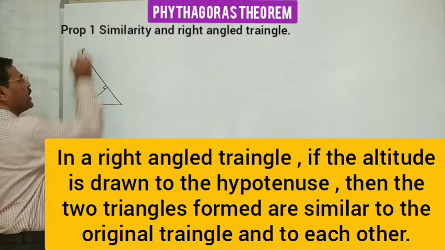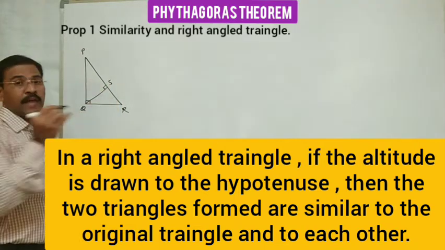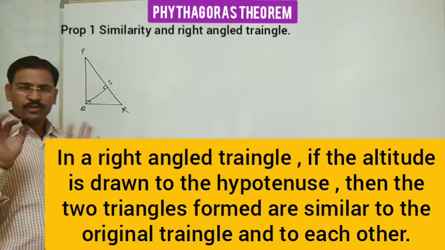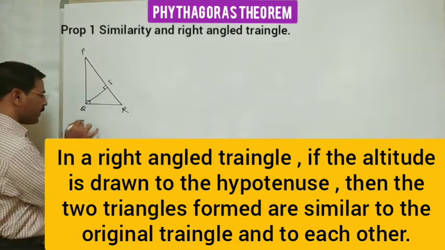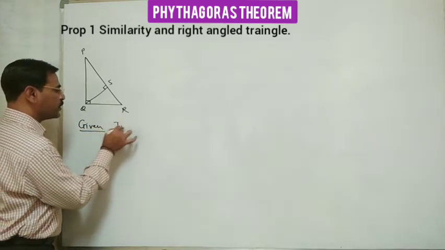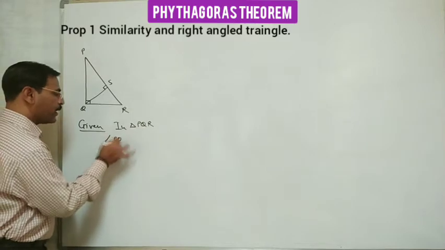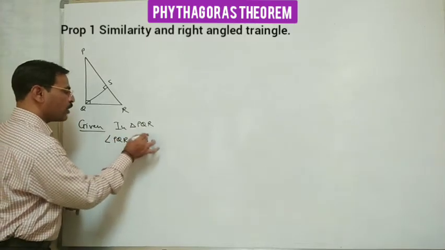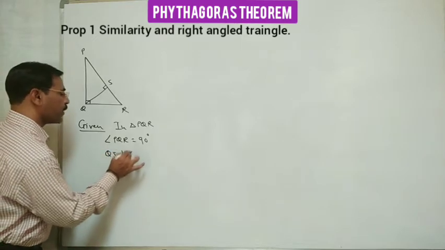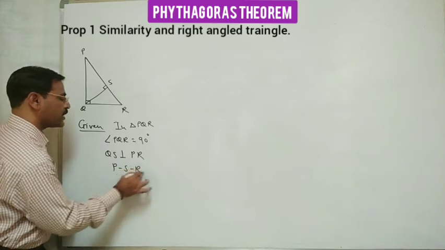Take PQR, a right-angled triangle. This QS is the altitude drawn from the vertex of the right angle to its hypotenuse. So look here, I'll write the given part first. What is given? In triangle PQR, angle PQR is 90 degrees, and QS is perpendicular to PR, where S lies on PR.